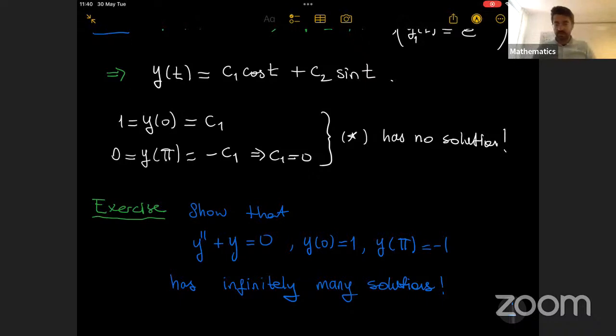Okay, welcome back. Here's an exercise which shows there are infinitely many solutions. It was a question by Kubra. Okay, any other question, comment? All right.